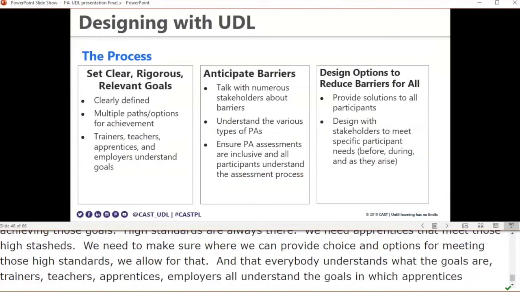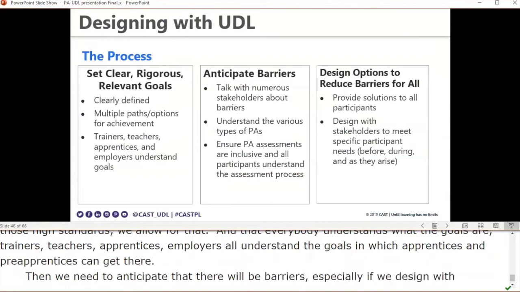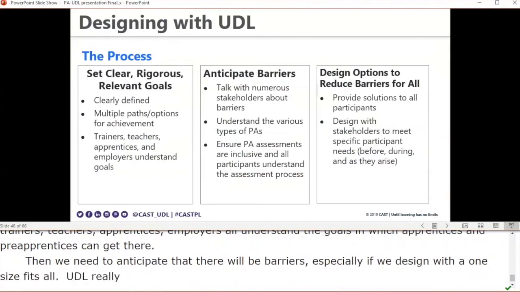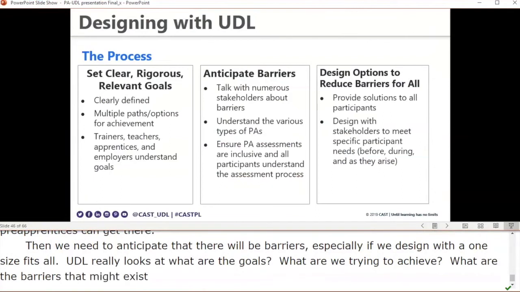And then what we need to do is anticipate that there'll be barriers, especially if we design with a one-size-fits-all. So UDL really looks at what are the goals, what are we trying to achieve, and what are the barriers that might exist for certain learners as they try to achieve those goals? And how do we think about understanding those barriers and addressing them?